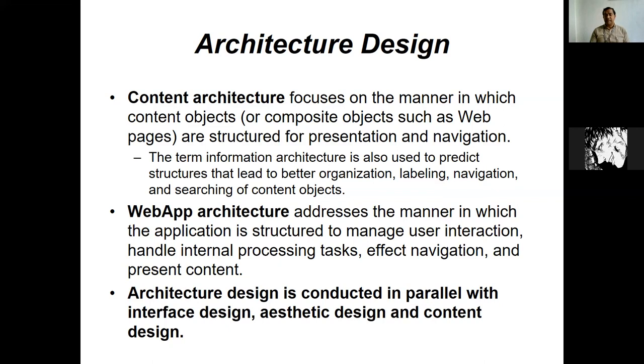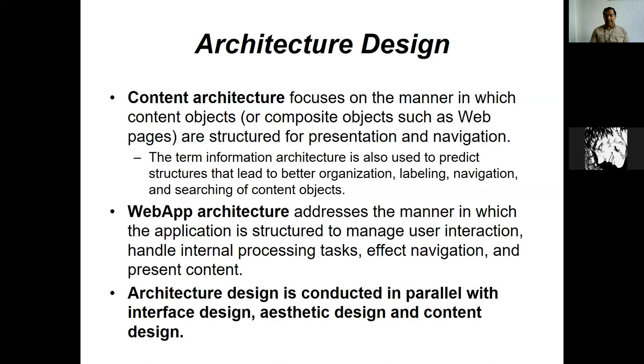The term information architecture is also used to predict structures that lead to better organization, labeling, navigation, and searching of content objects. All with respect to the design perspective, we are going to fix up the things. Better organization of the entire project related contents, proper labeling of each and every content, and properly identifying the navigation mechanisms used in the project by simplifying the work the user has to undergo in the project execution, and searching for content objects. Even the search related things that I already insisted upon are the essence of every application. So this entire thing, we call it information architecture.